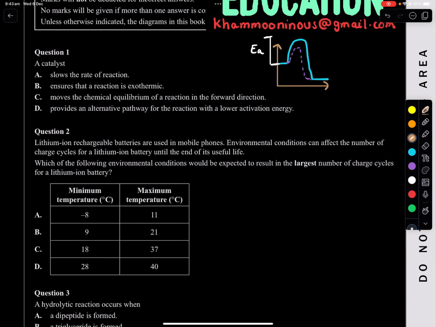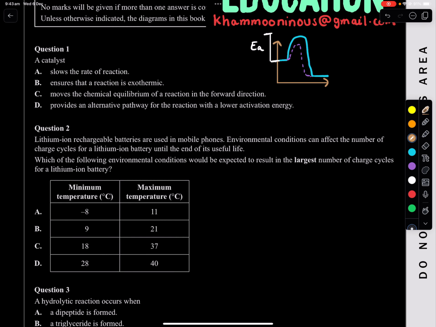So let's have a look at the possible answers. A: a catalyst slows the rate of reaction? No, it increases the rate of reaction. The reaction actually goes quicker because the activation energy has decreased. So A is wrong. B: ensures that a reaction is exothermic? No. A catalyst does not show you that it's exothermic. A catalyst works for both endothermic and exothermic. So B is wrong.